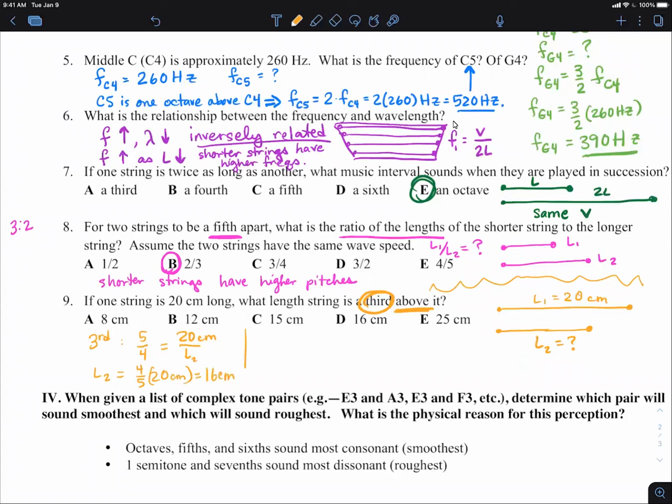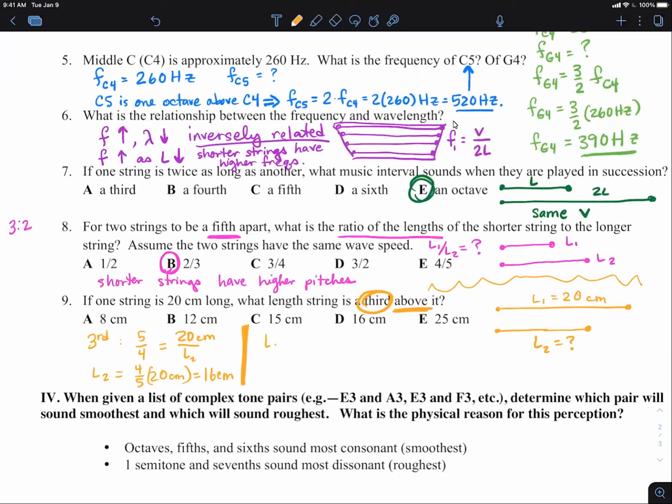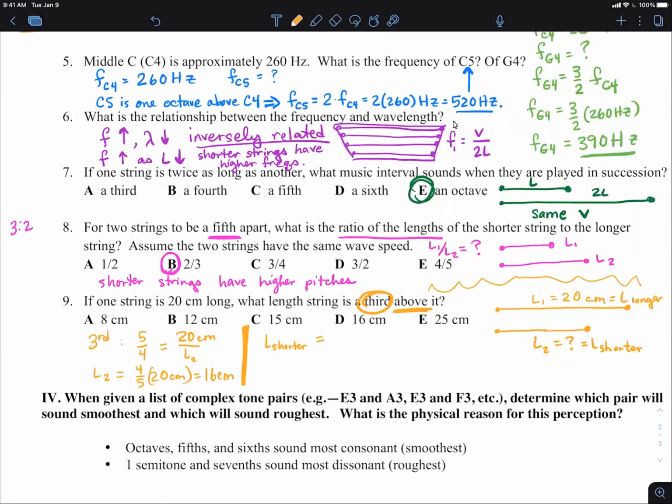Okay, so that's one way to think about it, if you like the idea of ratios like that. The other one is just to say, well, the length of the shorter string, which I've called L2 here, but I'm doing short just so it's a little bit more applicable elsewhere, is going to be equal to 4/5 the length of the longer string.